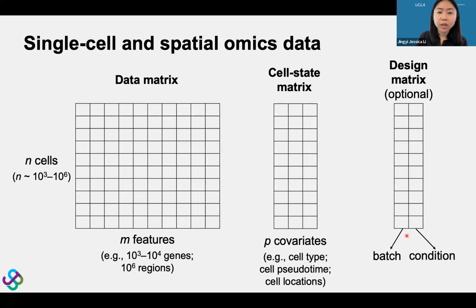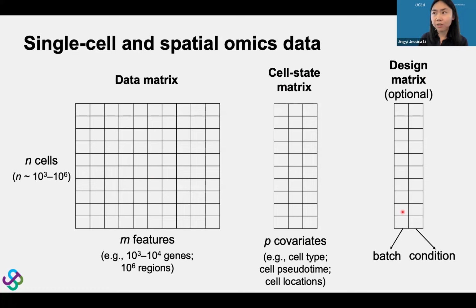Besides this data matrix, we typically have a cell state matrix. This is my terminology, but I want to use it to unify discrete cell types, continuous cell pseudotime, or the cell spatial locations. I call all of them my cell state matrix because I think these states determine the data, determine the omics features for each cell.